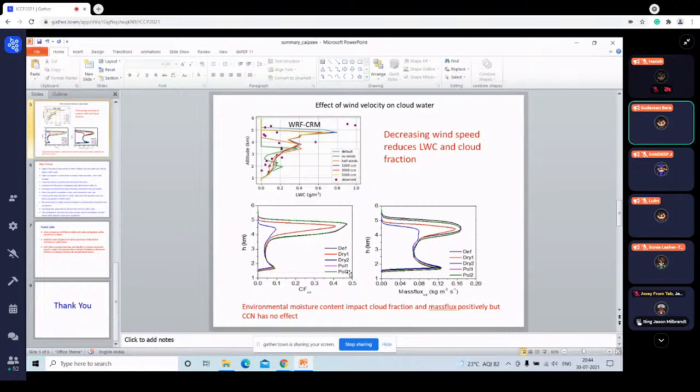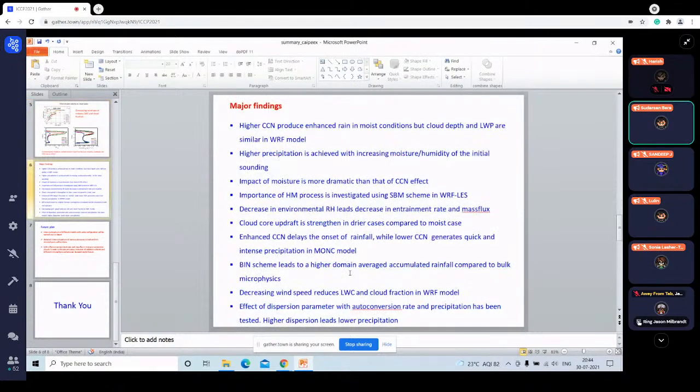There is another study I have done to investigate the effect of moisture on cloud fraction and mass flux. Mass flux is a kind of dynamical parameter of the cloud, and we found that with drier environmental conditions, mass flux decreases, and entrainment rate decreases as well. So these are the major findings from this study.